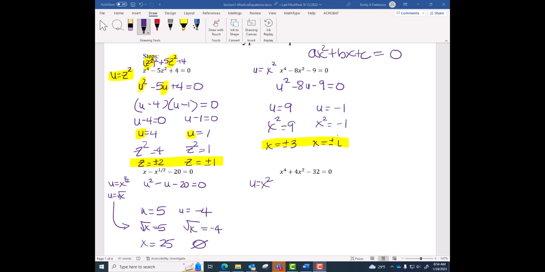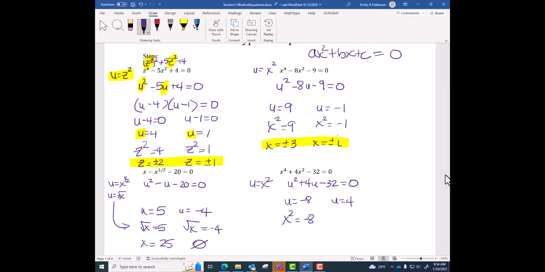So we have u is equal to x squared. Hopefully that's what you get. So then our equation is going to be u squared plus 4u minus 32 is equal to 0. Pause the video and find out what u is equal to. So getting u is equal to negative 8 and u is equal to 4, then we're going to put the x squared back in for u.